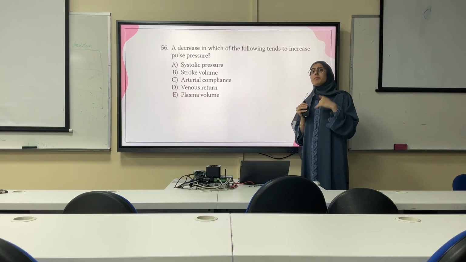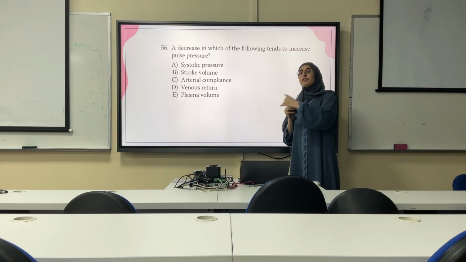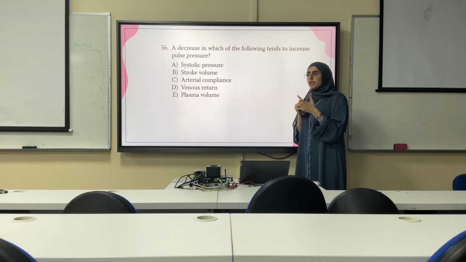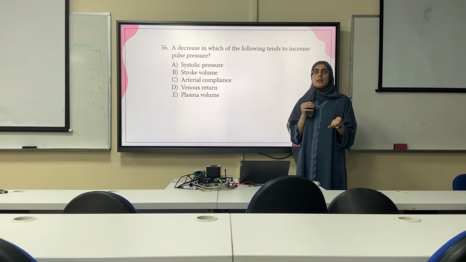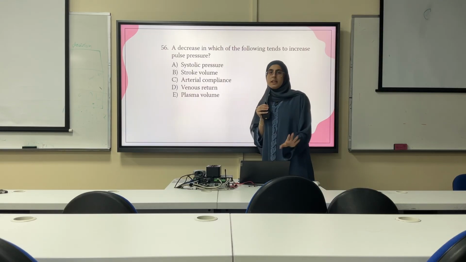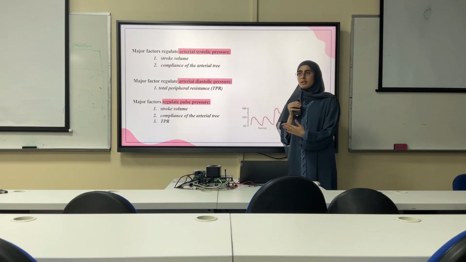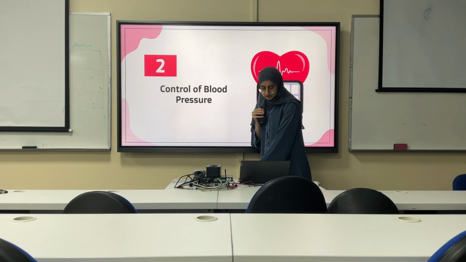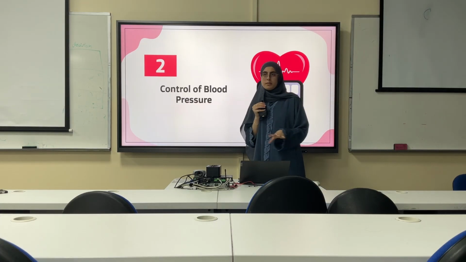if you decrease the compliance, you're going to elevate what? The systolic pressure. If you elevate the systolic pressure, you're going to increase the pulse pressure because you're going to have a higher number. So when you subtract the difference, the pressure is going to be higher. Okay? That's why I told you this slide is very important, because questions might come directly like that. Okay. That's it for the first lecture. We're going to move on with the control of the blood pressure.